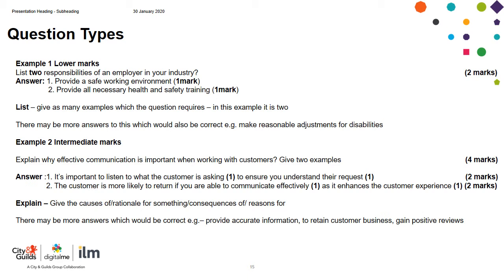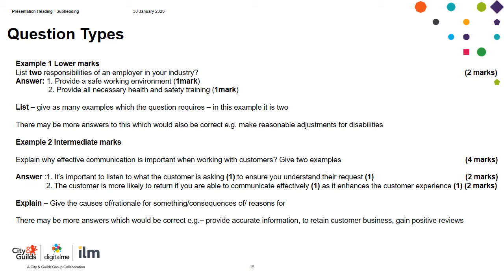Looking at the second type of question, which carries intermediate marks, in other words, it's a 4-mark question. The command verb here is explain, and it's asking for 2 examples. So answer 1 is in 2 parts. It's important to listen to what a customer is asking, which is 1 mark. And the second part of the question, which is the explanation, why is that? To ensure you understand their request, which carries 2 marks for the first example.